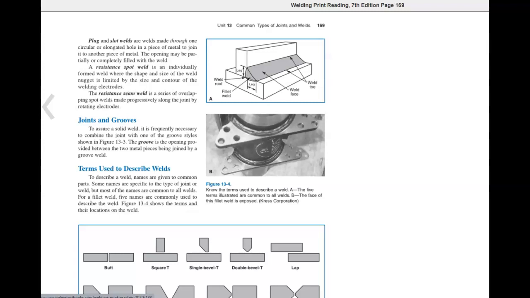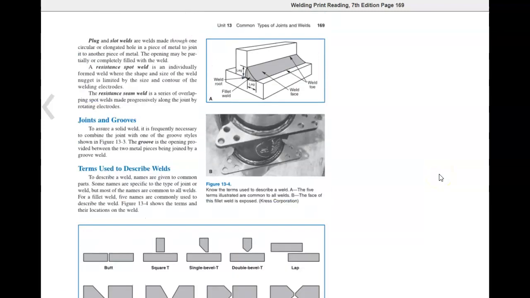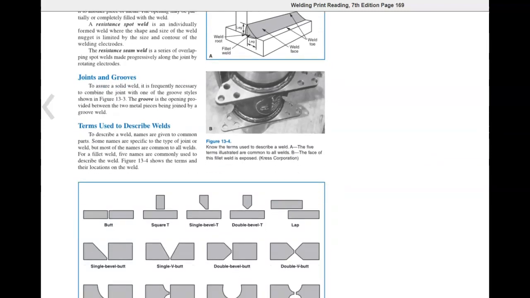Joints and grooves. To assure a solid weld, it is frequently necessary to combine the joint with one of the groove styles shown in Figure 13-3. The groove is the opening provided between the two metal pieces being joined by the groove weld.